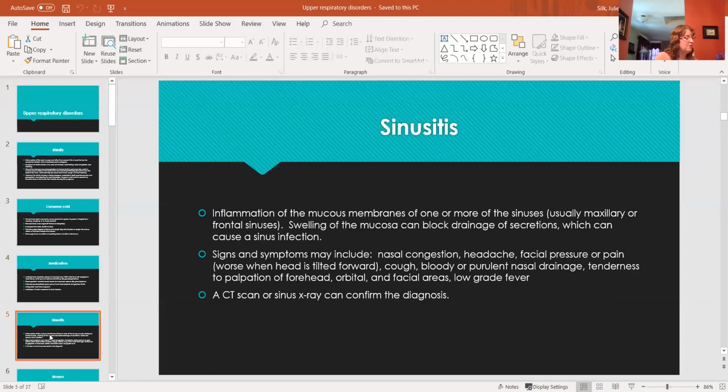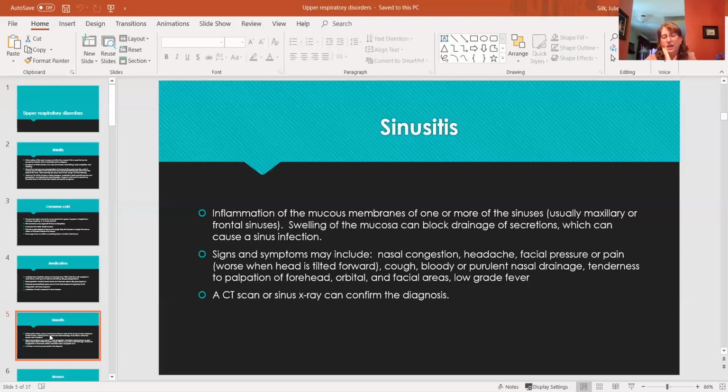When we talk about sinusitis, which I don't know if any of you have had, but I know I have, and it's very uncomfortable. So what this is, it's inflammation of your mucous membranes of one or more of your sinuses, usually maxillary or frontal sinuses. So if you were looking at my face, right up in here, in these areas. Swelling of the mucosa can block drainage of secretions, and it can cause a sinus infection.